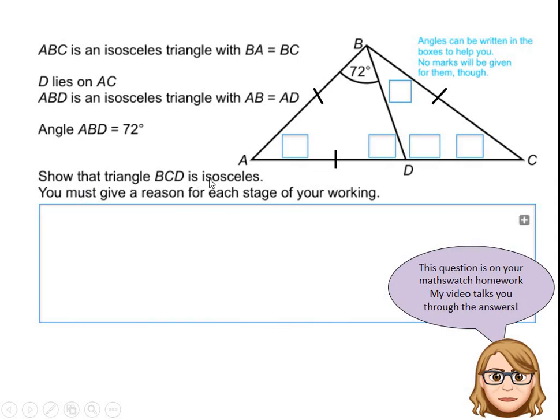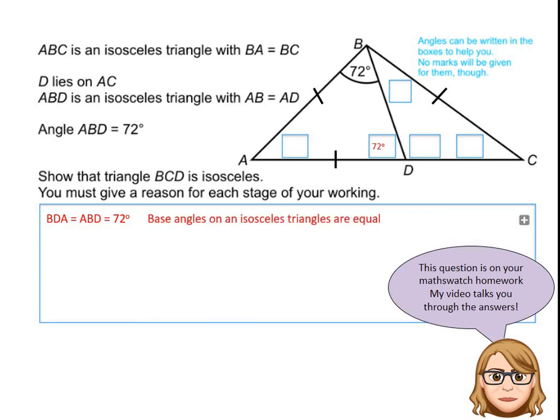You've been asked to show that BCD, which is this smaller triangle at the end, is isosceles. So we need to prove it and show each stage of the working. So, because I know that the first triangle at the end, ABD, is isosceles, I know that the two base angles will be equal. So I can say that BDA is equal to ABD, which is 72 degrees.